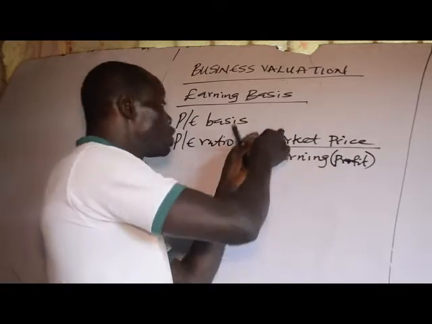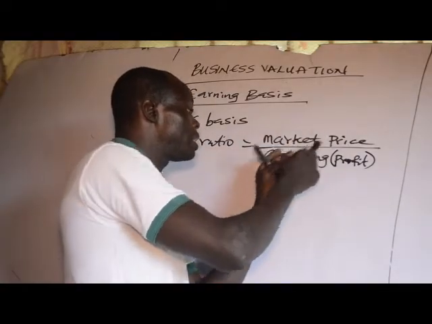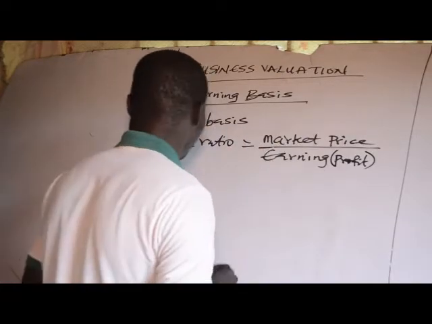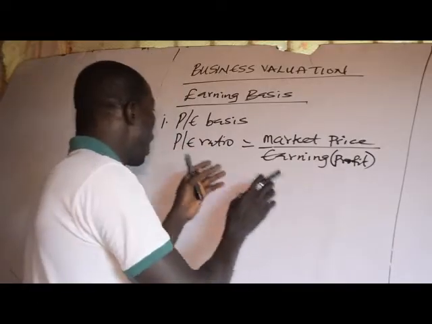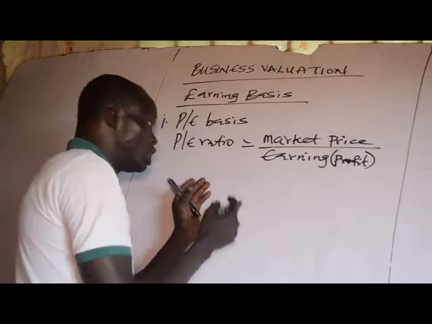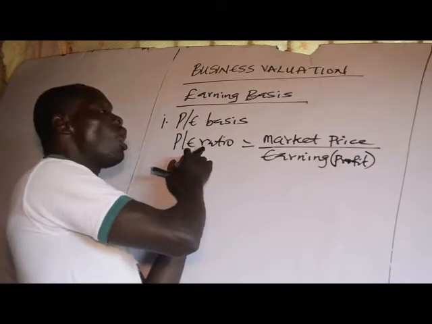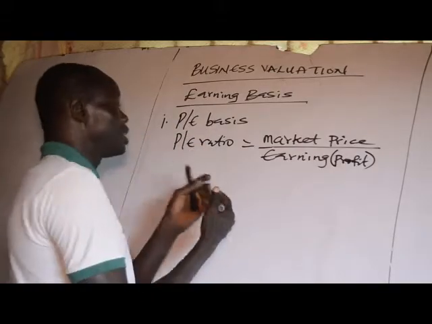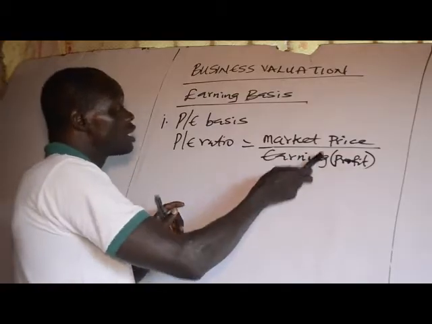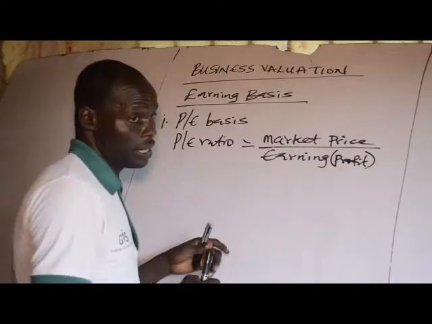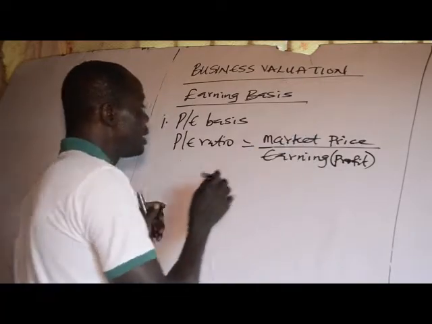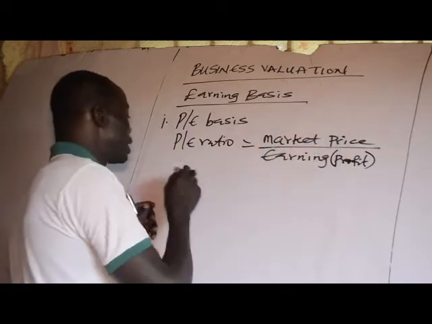So you either use total market value over total earnings, or you use the market price per share over earning per share. Under the price earning ratio, we either use the price earning ratio or the earning yield. Whether it is earning yield or market price, it is the same. The earning yield is just the reciprocal of the price earning ratio. If you want to use the price earning ratio now, what would the market value be? Just make the market price the subject of the formula.